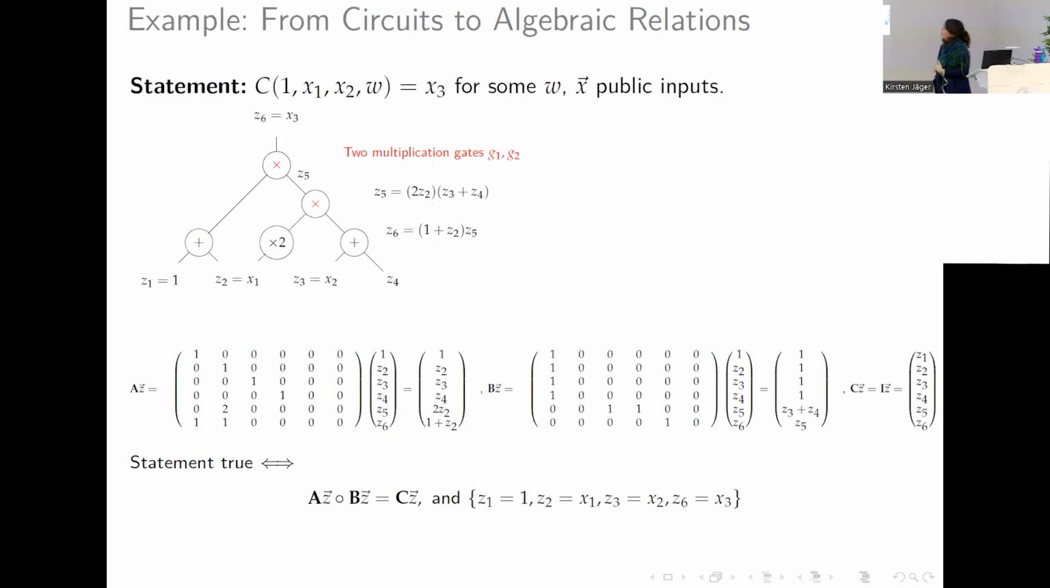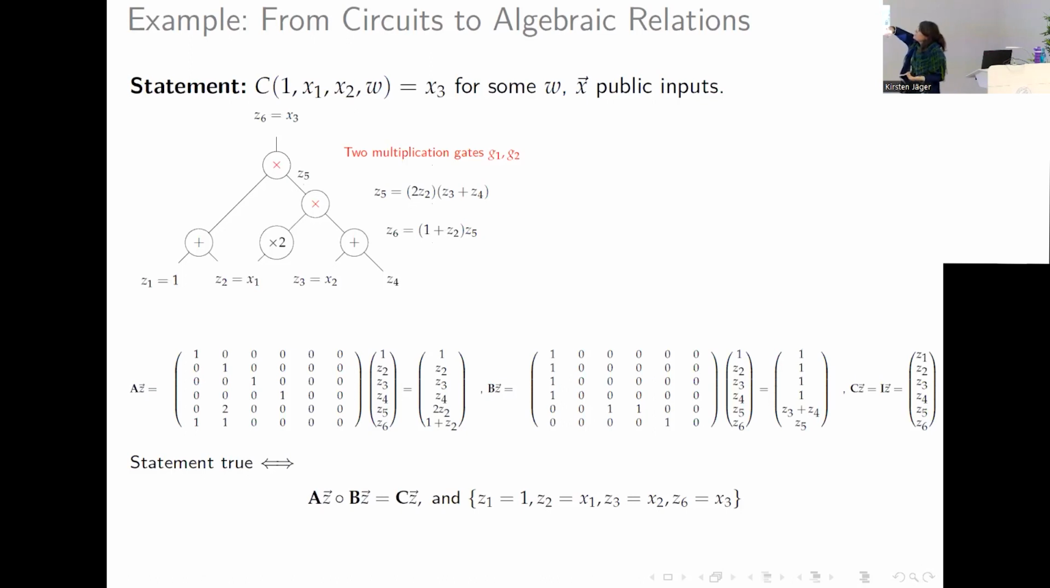Well, we start with a circuit, no? We have represented some computation in some way as a circuit. And then from this, we will write an algebraic relation. And I want to give you a sense of how this is done.